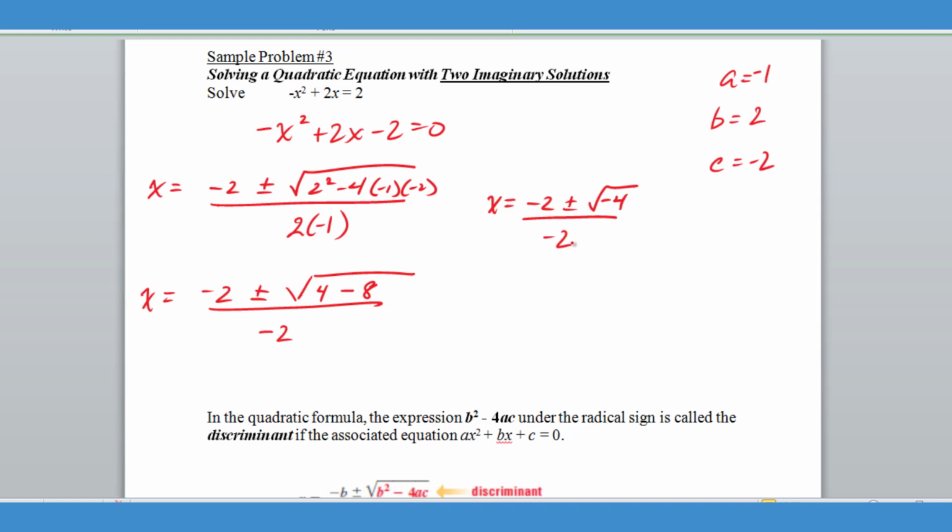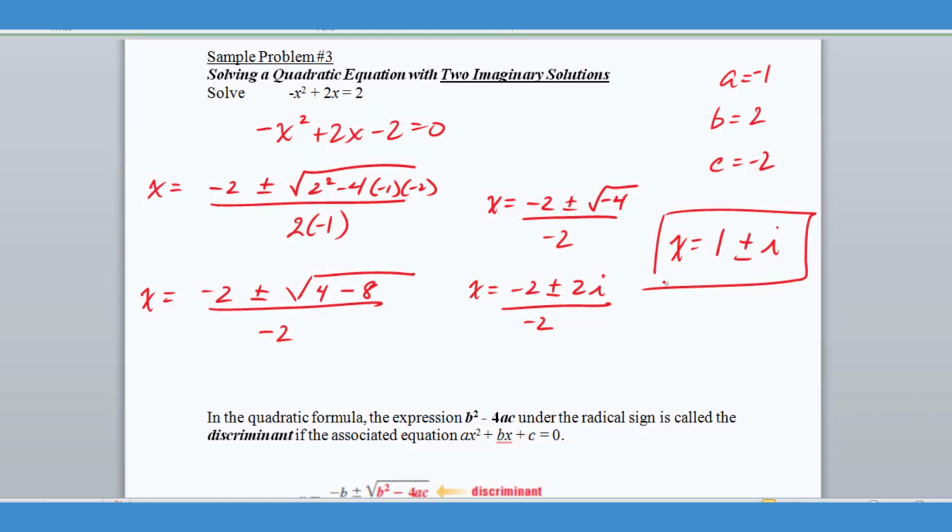Now, if I continue this, I'm going to get -2 plus or minus 2i all over -2. And then I can actually break this up, and the -2 is a common denominator to both. So that's actually going to be 1 plus or minus 2i. And that's going to give us our final answer.